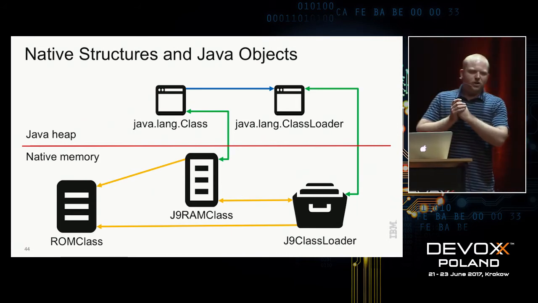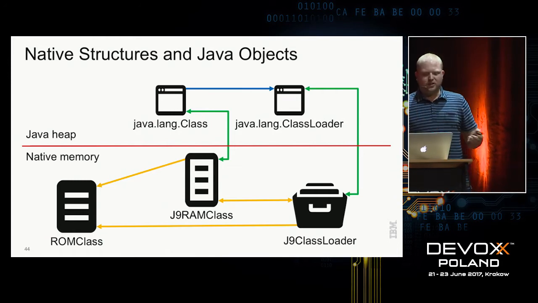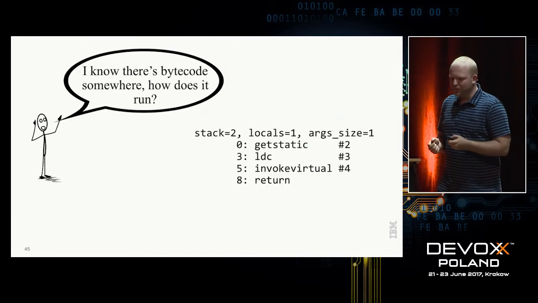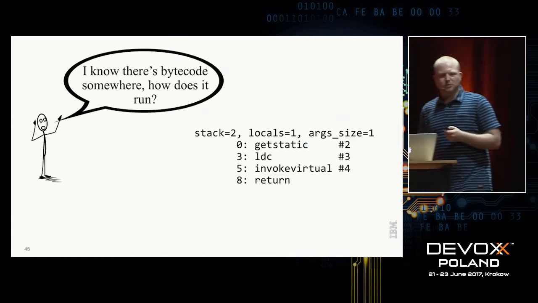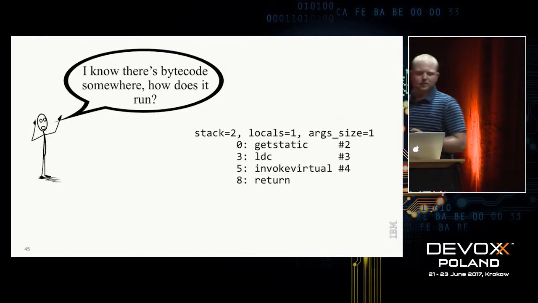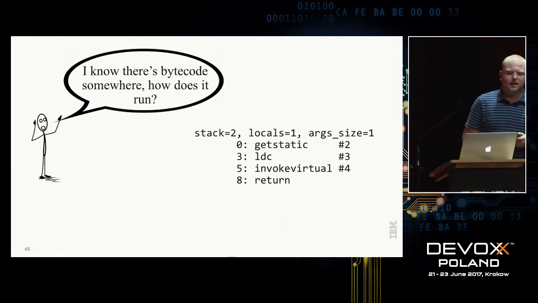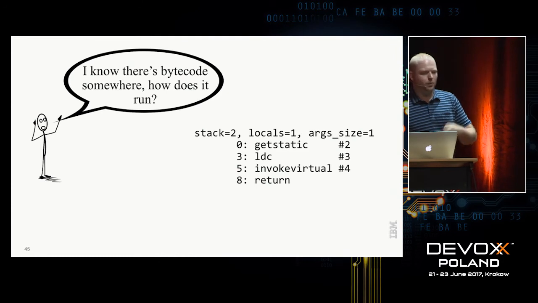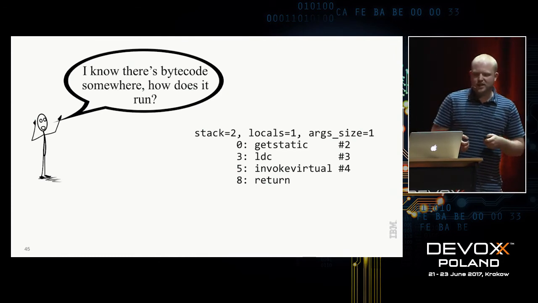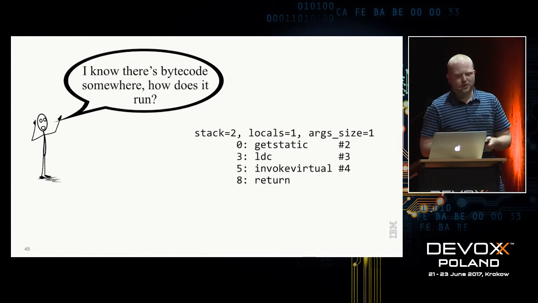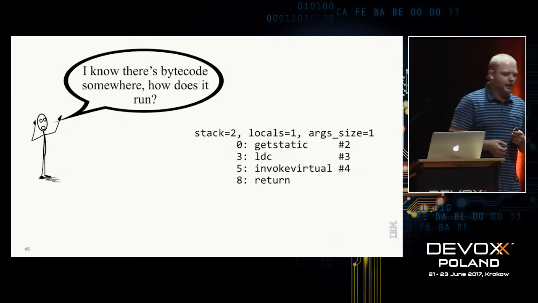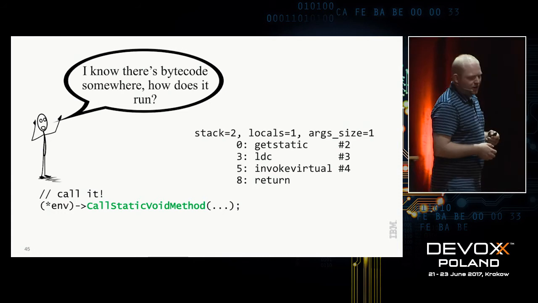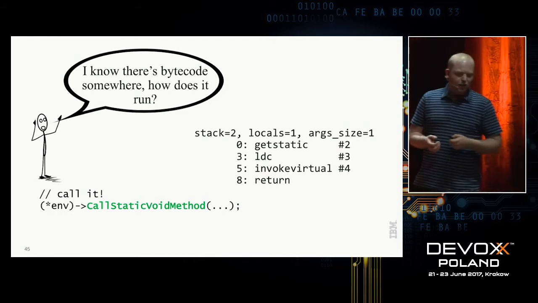OK, so I have loaded all of my classes, and everything is good. Was there something else the JVM was supposed to do? I guess we're supposed to run some bytecodes too, right? And we saw in the ROM and RAM class slides how the bytecodes were loaded into the runtime with the ROM class. So the next step is to run these bytecodes, and that's the last step in the launcher.